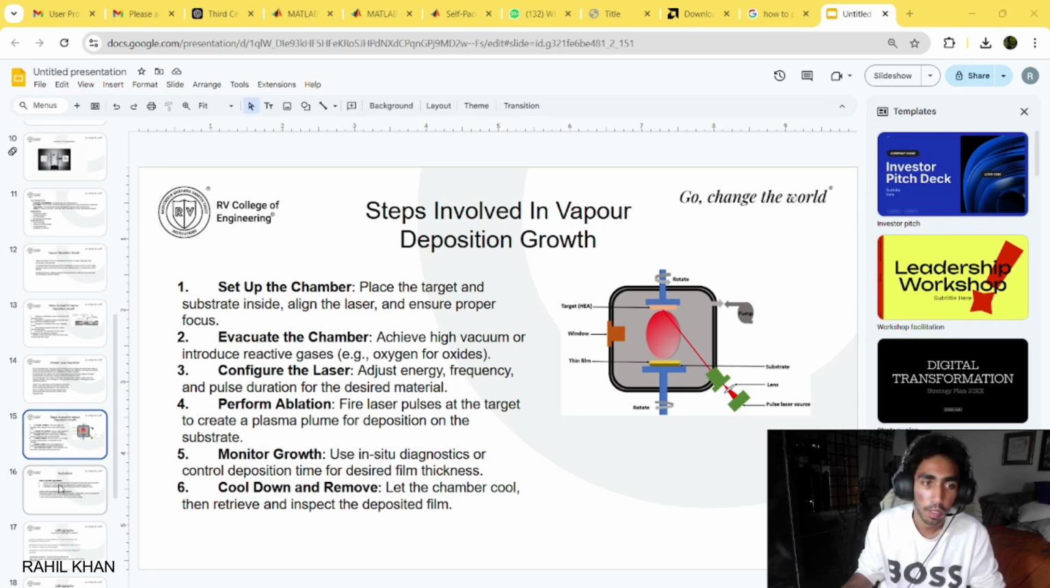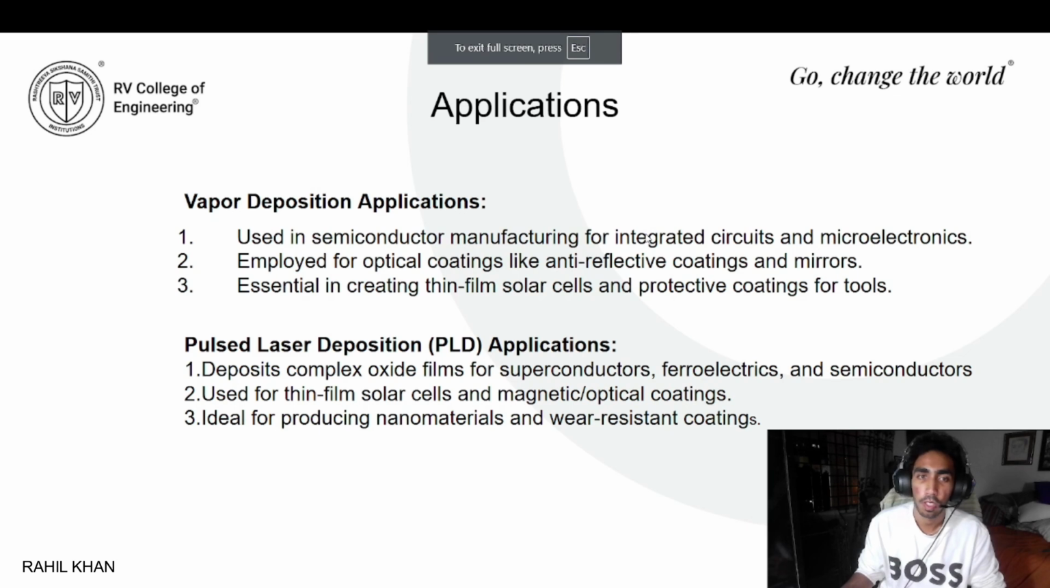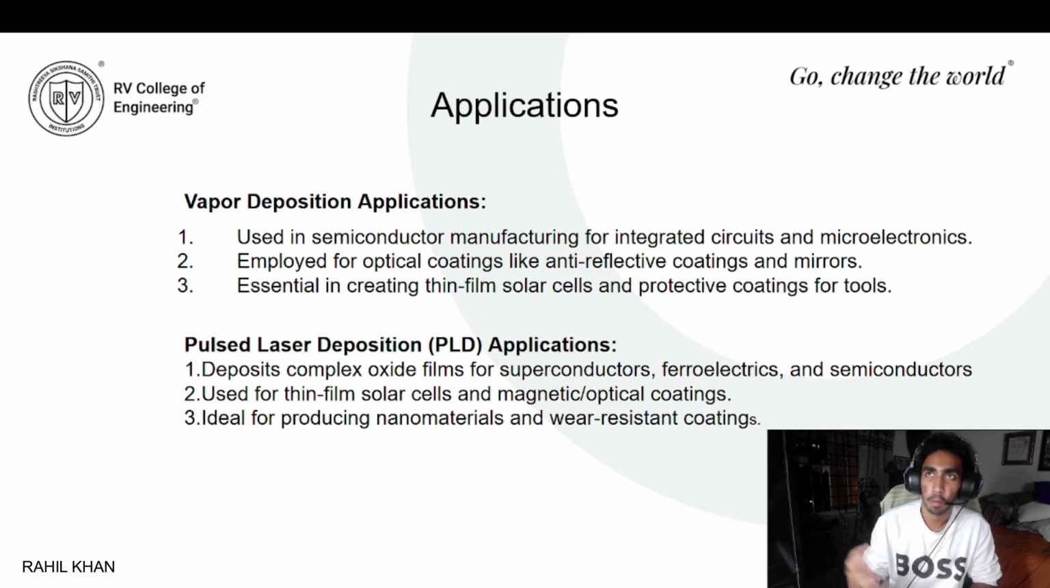So let's move on to the next topic: applications of vapor deposition. It is basically used in IC chip manufacturing, integrated circuits, and microelectronic devices, usually MEMS, microelectromechanical systems, and NEMS, nanoelectromechanical systems. It is also used in the coating of anti-reflective mirrors used in most vehicles, and thin film solar cells, TFTs, etc.